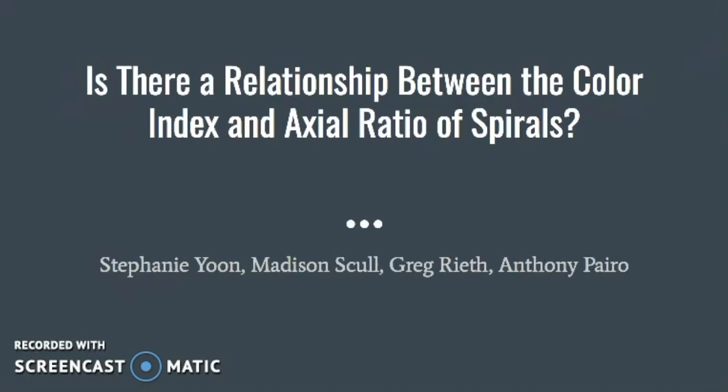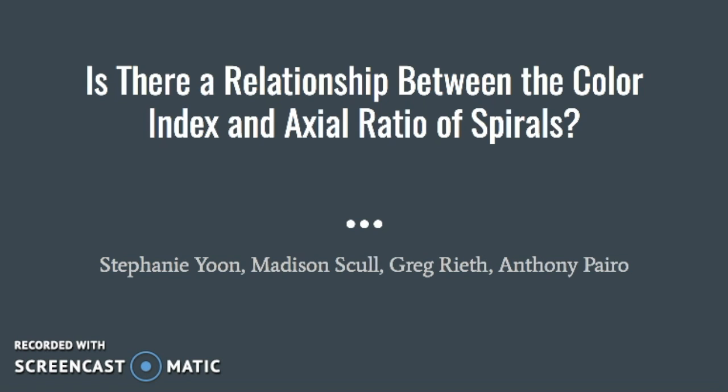Initially, we expected to find a relationship between the axial ratio and the color of the galaxies. Through our research, we found that as the axial ratio decreases, the color ratio increases, meaning that there is a relationship between the two categories. However, when we created statistics of the red spirals and blue spirals, this disproved our hypothesis because of how the axial ratio for blue spirals is lower than the axial ratio for red spirals.